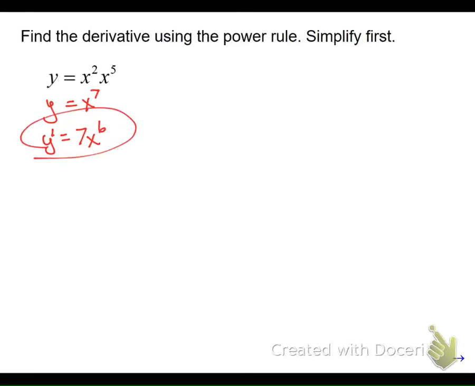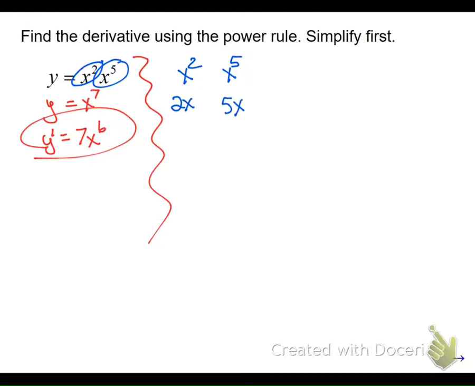But because I at least want to appeal to your senses and justify it a little bit, let me do that same problem using the product rule. Better get the same answer. So here are my two factors, x squared and x to the 5th. Find the derivative of each. The derivative of x squared is 2x. The derivative of x to the 5th is 5x to the 4th.